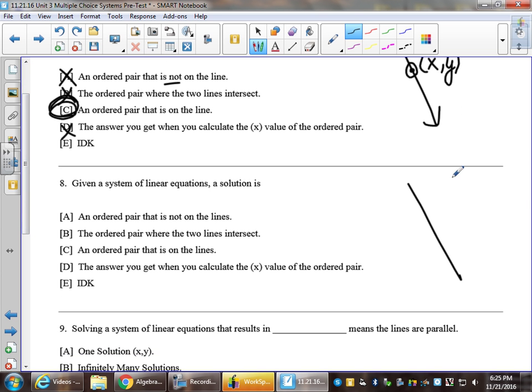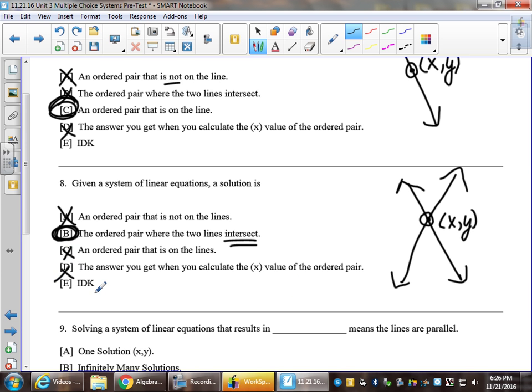Given a system, so let's sketch a system. If I asked you where the solution was, I'm hoping you'd tell me right here, where the 2 lines intersect. So an ordered pair that is not on the lines would be like somewhere over here. That's definitely not the solution. It's not on anything. Ordered pair where the 2 lines intersect, that sounds good, so I'll temporarily mark that as the answer. Ordered pair that is on the lines. It's not really specific enough. Which lines? Is it on this one, or both? Saying it's where they intersect is an exact point. And again, D still doesn't make any sense.